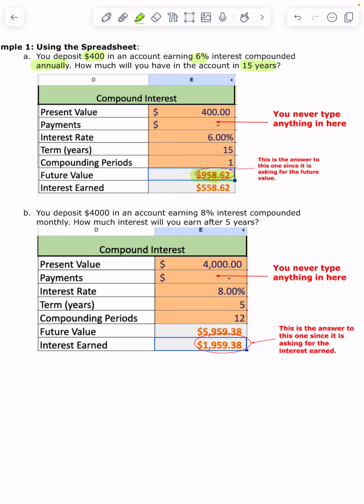So it's really easy. You just type the information in. Of course, you have to know what is what. So there's a little bit of learning curve there, but once you get used to it, it's pretty easy.